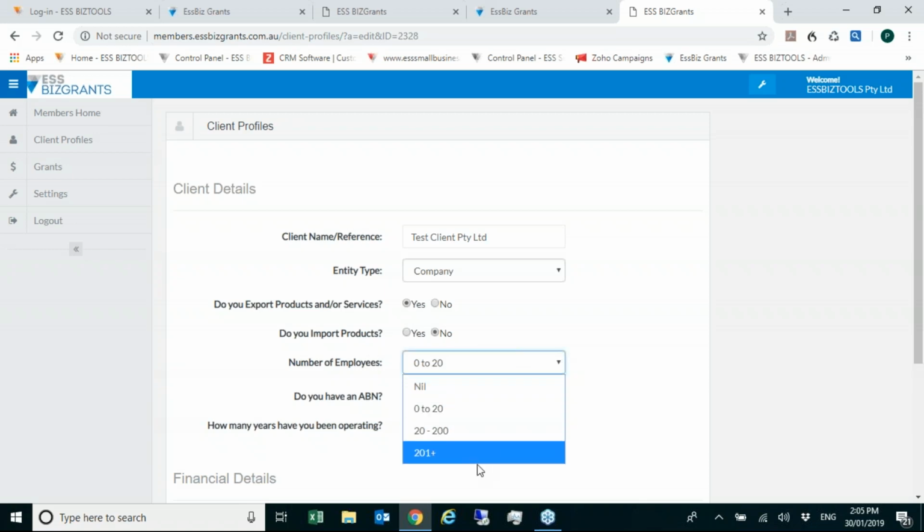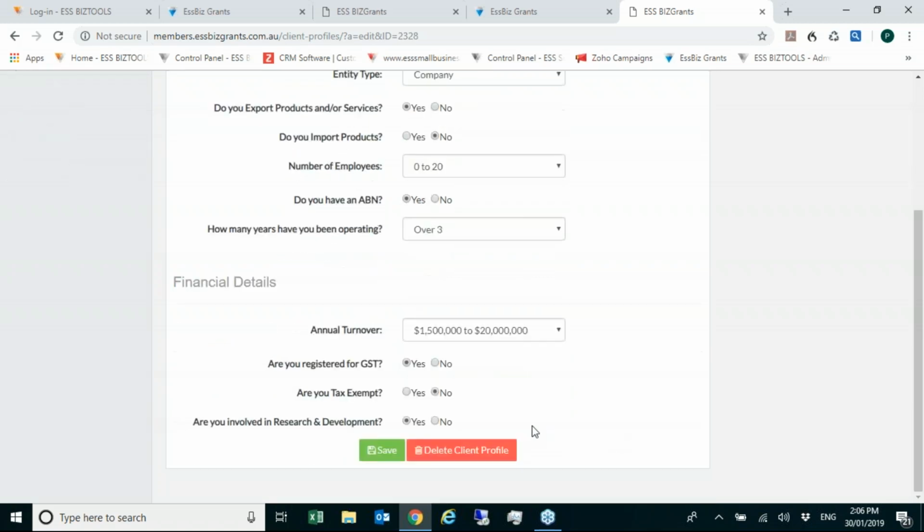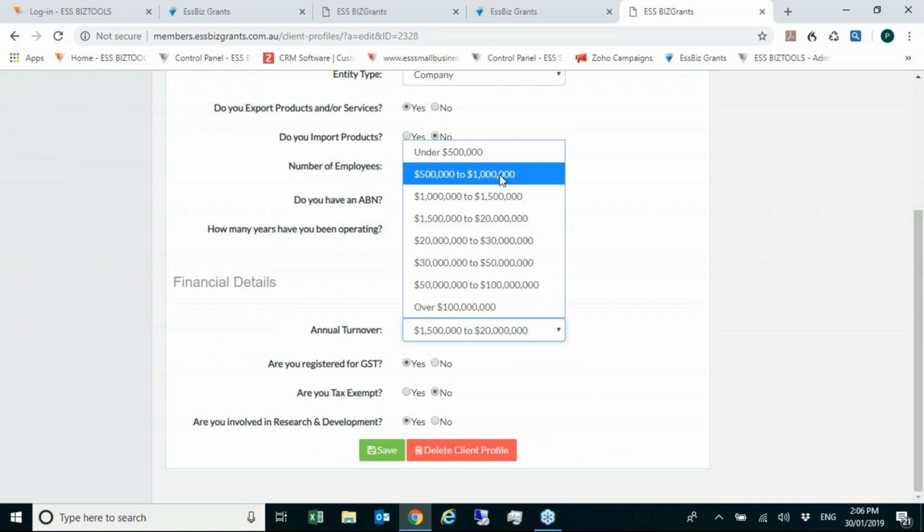We need to know the number of full-time equivalent employees, and these are the bands that the various grants use. This hypothetical had 16 employees. They need an ABN, that's why we've clicked yes. Years in business is also very important. The turnover is important. They're the turnover milestones that can affect eligibility. We said this one had a turnover of 6 million, so they're in the 1.5 to 20 million band.